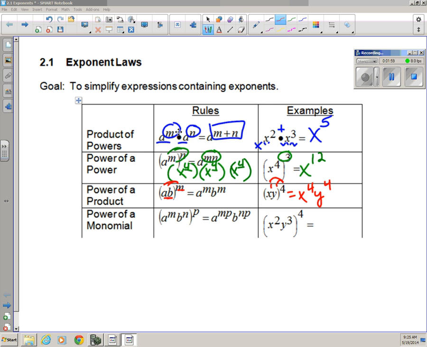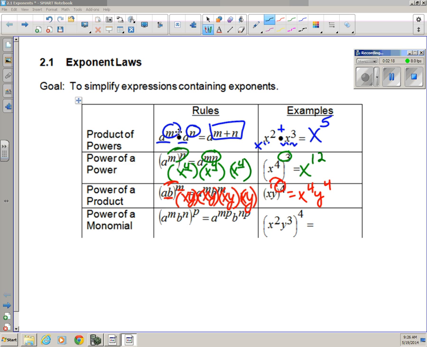In other words, what that's saying is I've got 4 parentheses. Each of them have x and y in them. And if I look across, I've got 4 x's and 4 y's, x to the fourth, y to the fourth. The last one is very similar.